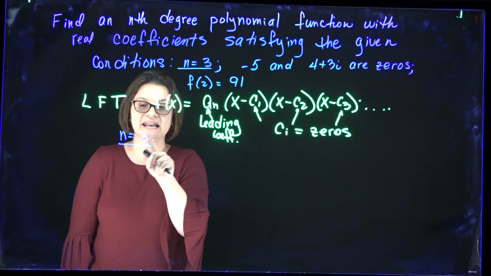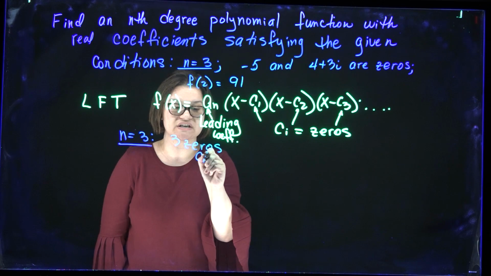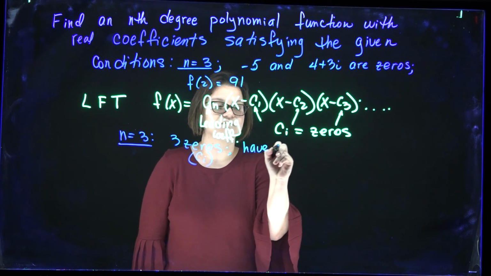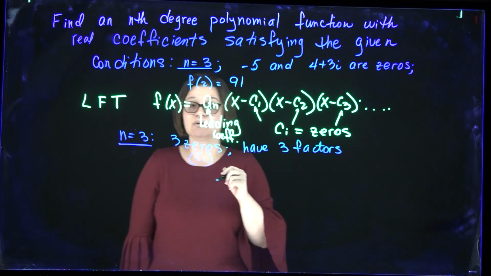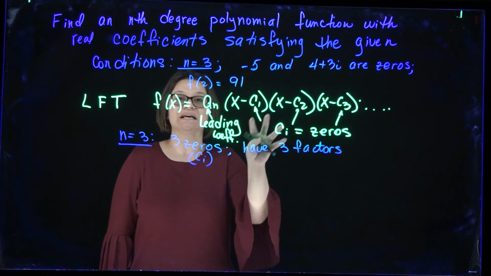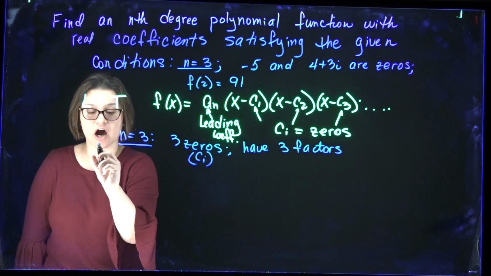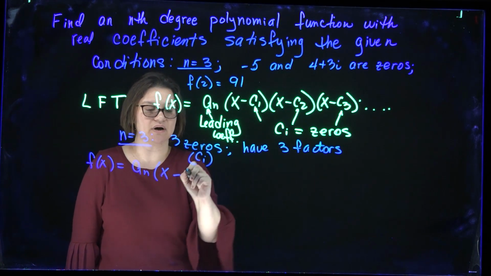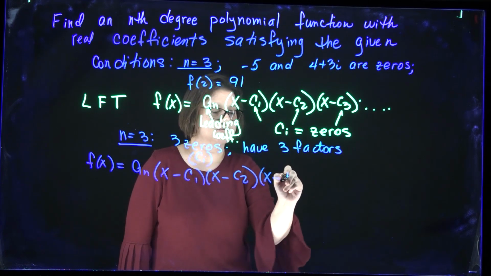So let's write a few things down. From n equals 3, we know we have 3 zeros. Those are your c i's. It also tells us that we will have 3 factors. And remember, all of these factors are linear. Remember putting puzzle pieces together? Now let's see how we can utilize what n is to put the puzzle pieces together, because it allows us to truncate all of these many factors, since we only need 3 factors. Here's our polynomial function. F of x equals leading coefficient times x minus c1, x minus c2, x minus c3.